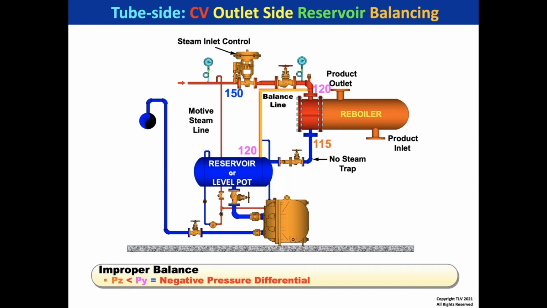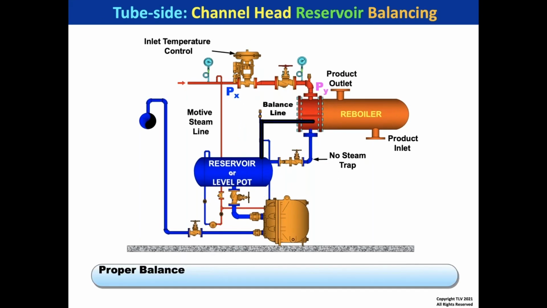So it's a negative pressure differential. It's a weaker negative pressure differential than we had originally with the inlet side balance, but it still is not a desirable idea. The best place to balance is going to be right here on tube side steam, and that is balancing to the condensing part of the reboiler.